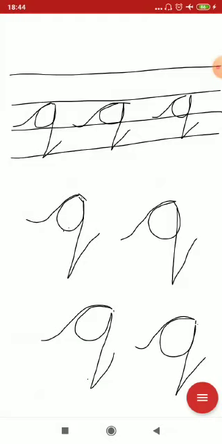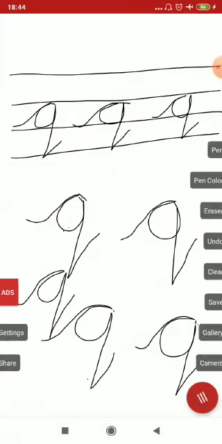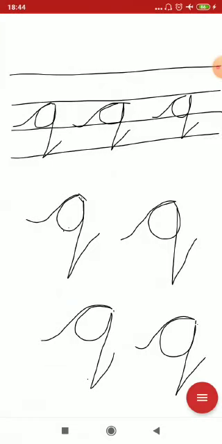So Q for quill, Q for quilt, and Q for Q. Q means line. Okay, it's fine. So all of you do practice of writing of Q. Okay.